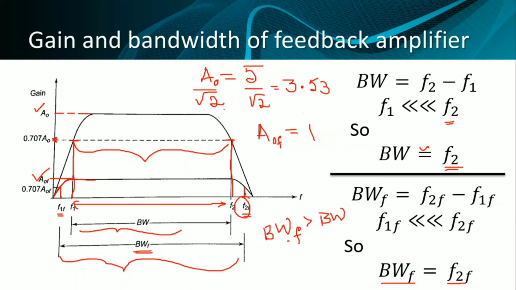So this is what gain and bandwidth is. So you can see that with feedback, the gain is reduced. With feedback, the bandwidth is increased. The gain reduces and the bandwidth increases when we make use of negative feedback.